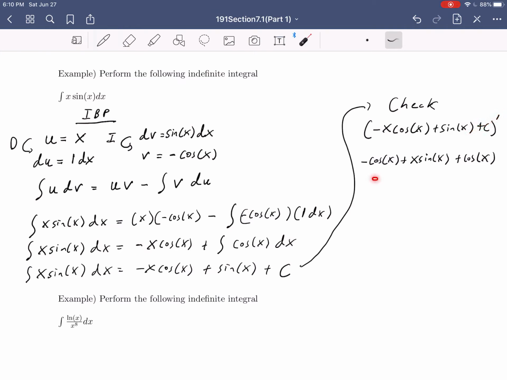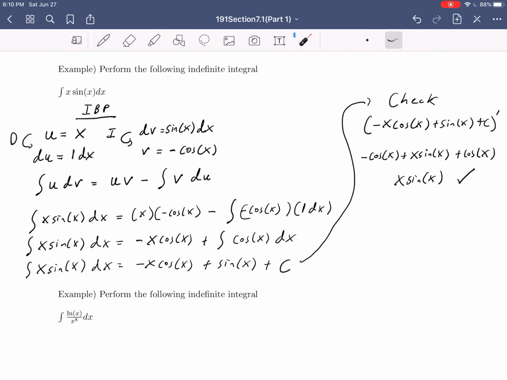Then here we have a negative cosine x and a cosine x. We can cancel those out. And we get x sine x, check. Right? The derivative of this is really x sine x, so the antiderivative of x sine x is really equivalent to that. So this shows you, at least in this example, integration by parts really does work.